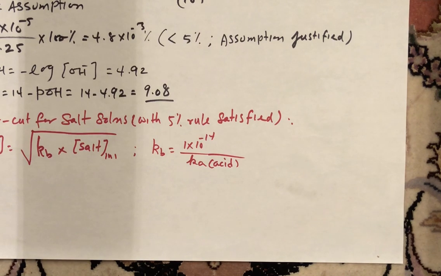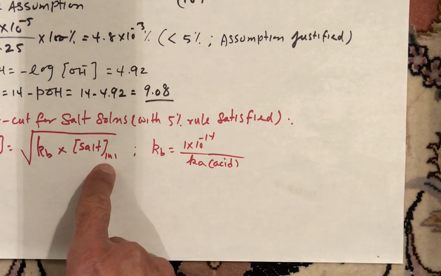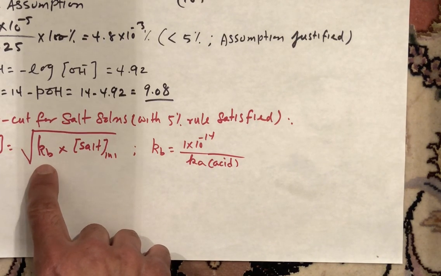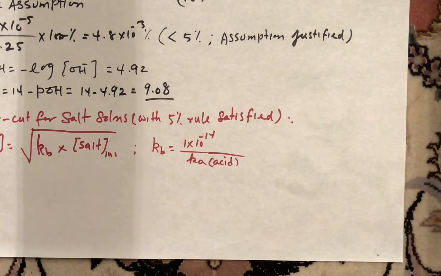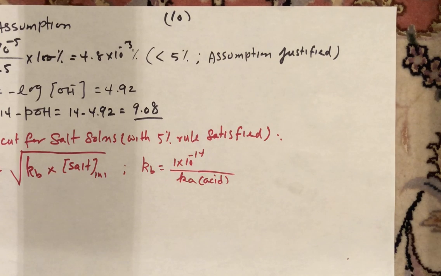Again, you can see that the pH of a base has to be what? Greater than 7, and that is correct. That is consistent with this number here. Now, to summarize, the shortcut for calculating the pH of a salt solution is that OH minus is the square root of Kb times the initial concentration of the salt, and also keep in mind that Kb is 1 times 10 to the negative 14 divided by Ka.